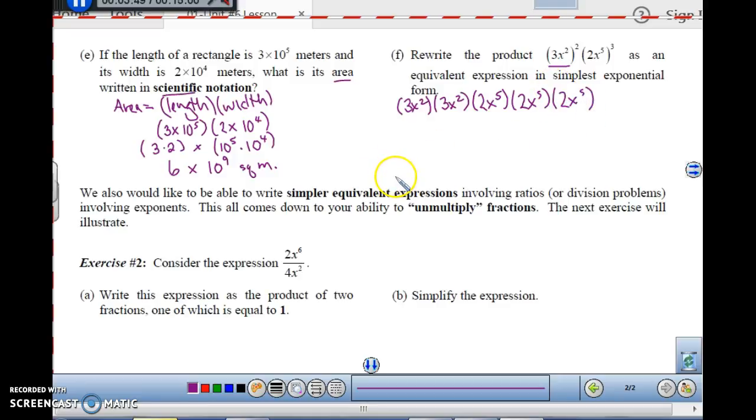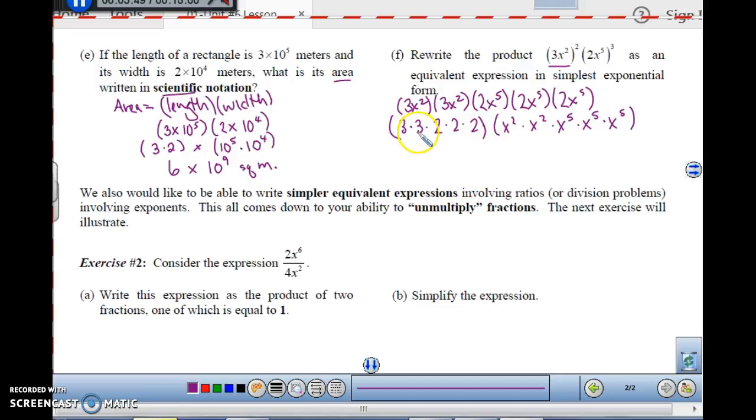Okay, let's multiply these together. We have the numbers. We have 3 times 3 times 2 times 2 times 2. Those are all the numbers. And then I have the exponents. X squared times x squared times x to the fifth times x to the fifth times x to the fifth. You actually don't have to rearrange these. You can just multiply them as they are, but I'm just showing you where the numbers come from.